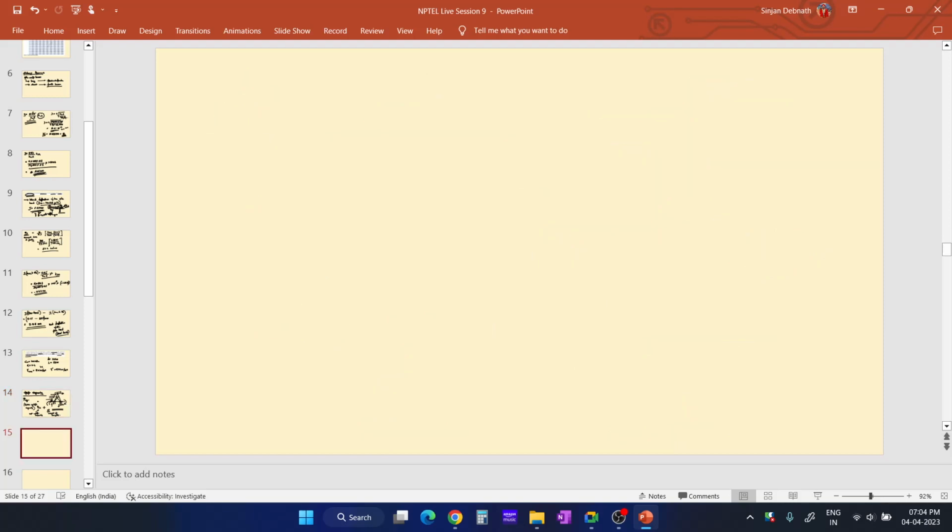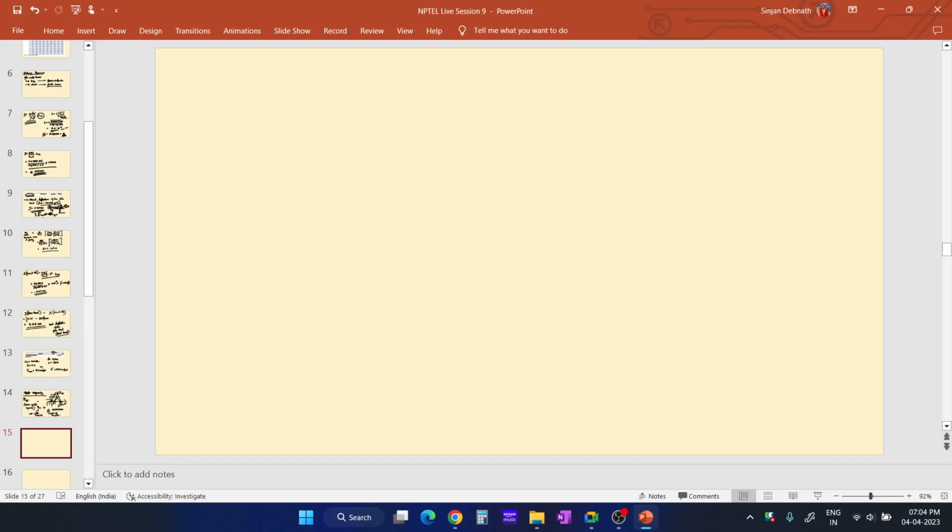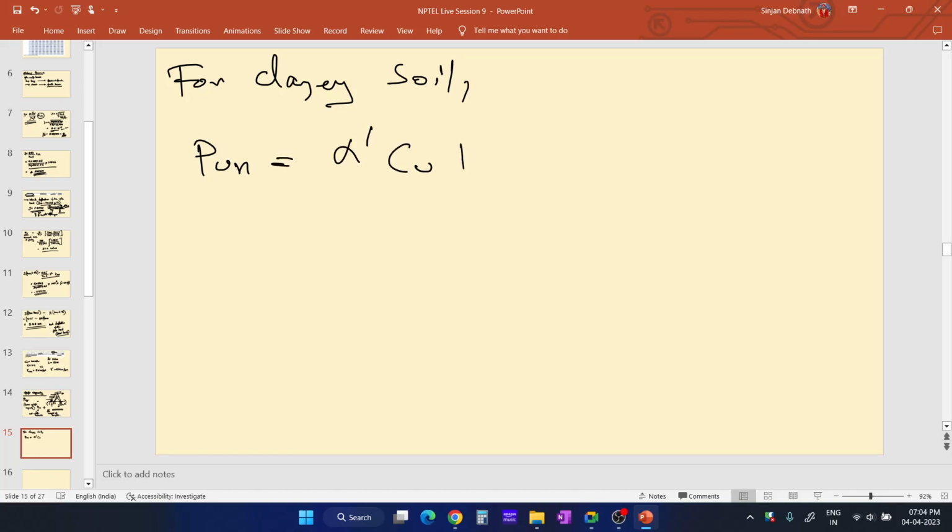So what is PUN? This is a clay soil, right? In the question, the soil is clay. So for clay soil, PUN is equal to alpha dash CU P L, where P is the perimeter of the pile and L is the length of the pile. CU is the undrained cohesion and alpha dash is the adhesion factor. The adhesion factor depends upon undrained cohesion and also the type of pile.